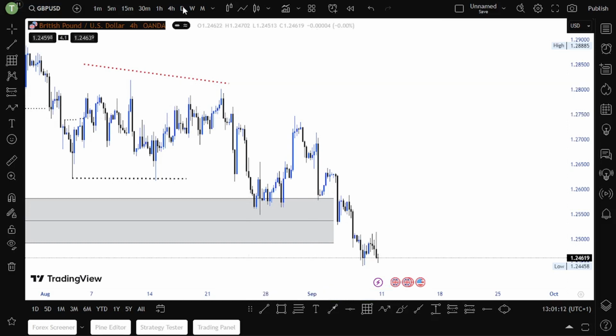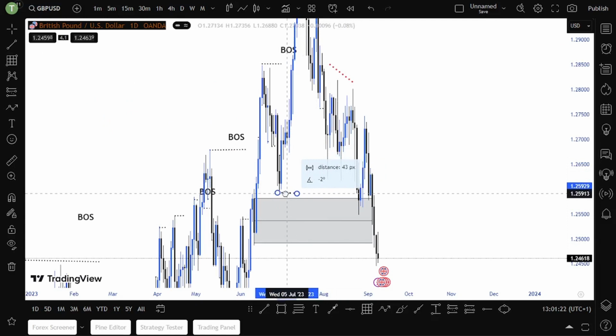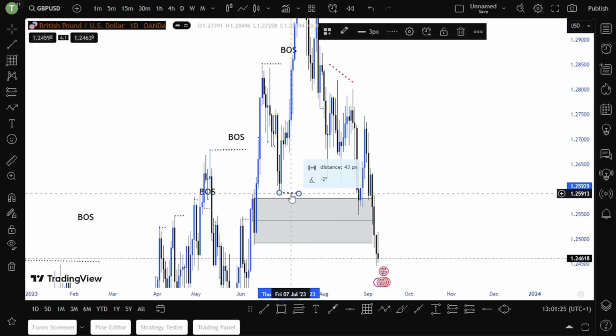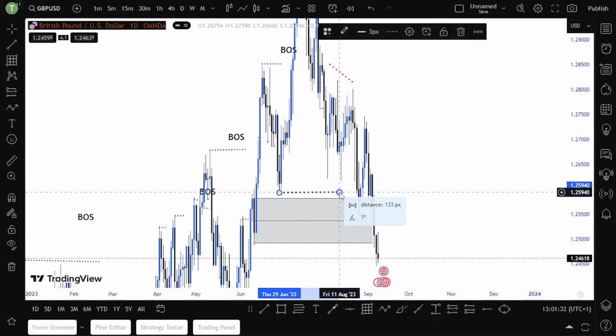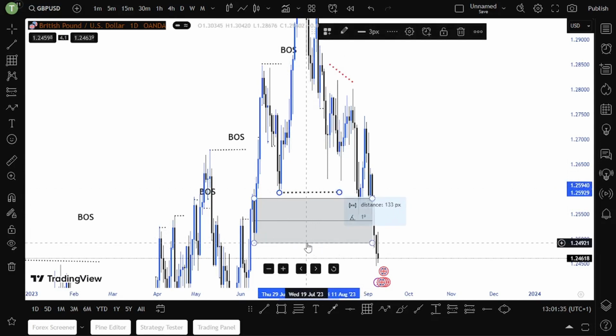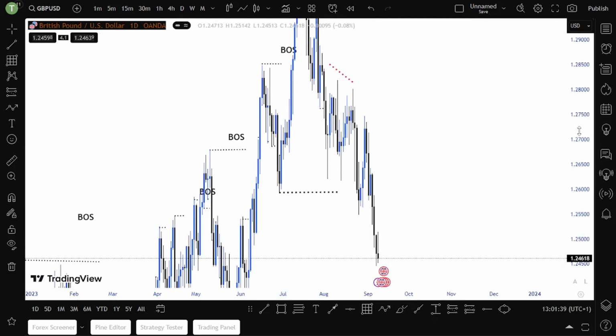As you can see now on daily, price broke our last higher low. Price broke our last higher low. Price could not respect its demand zone. Now what do we do in this case?